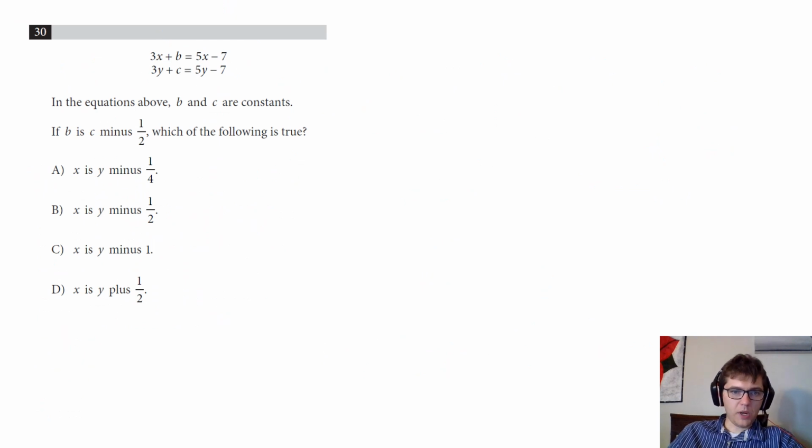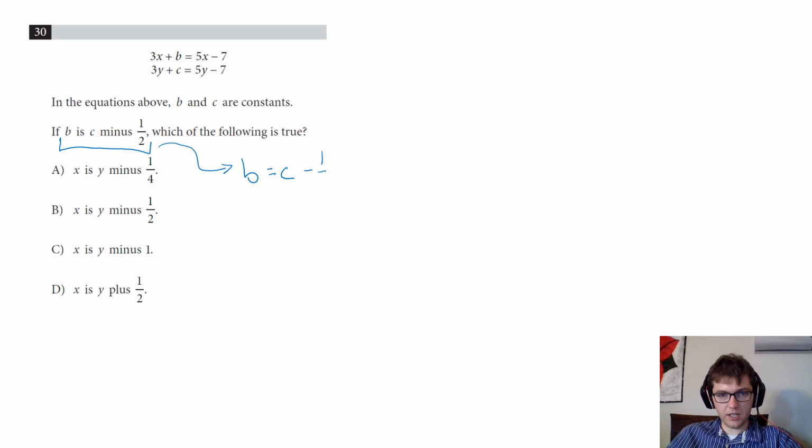Problem 30. In the equations above, B and C are constants. If B is C minus 1/2, which of the following is true? Okay, so let's start by taking some of these things that are in words and putting them into equations. So the easiest pickings here is B is C minus 1/2. So all that's saying is B is equal to C minus 1/2.